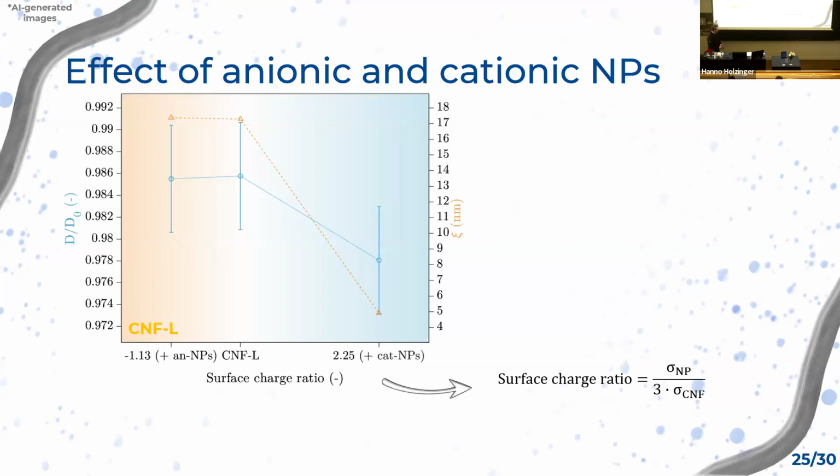To put that in numbers, on the x-axis I have the surface charge ratio, which I defined as the ratio of the nanoparticle charge to the cellulose nanofiber charge. So it's a global charge balance, so to say. Now, let's focus on the left side. We have anionic nanoparticles added. In the middle, we have the reference system, and here we have the cationic, so opposite charge. Well, in systems with a similar charge, they repel each other, and not much happens.